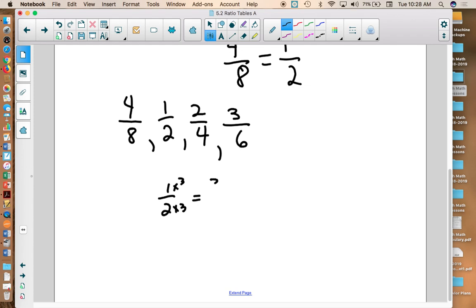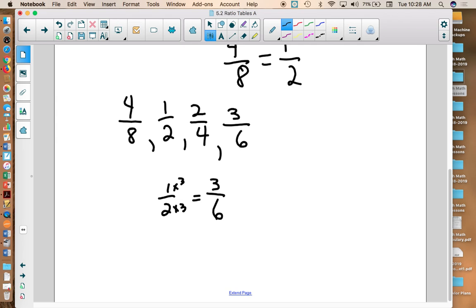And she got 3/6. So 3/6 has to be equal to 4/8, 2/4. Those are all equivalent ratios. We simplified on some of them, but we multiplied on others. Okay? I can go either way.